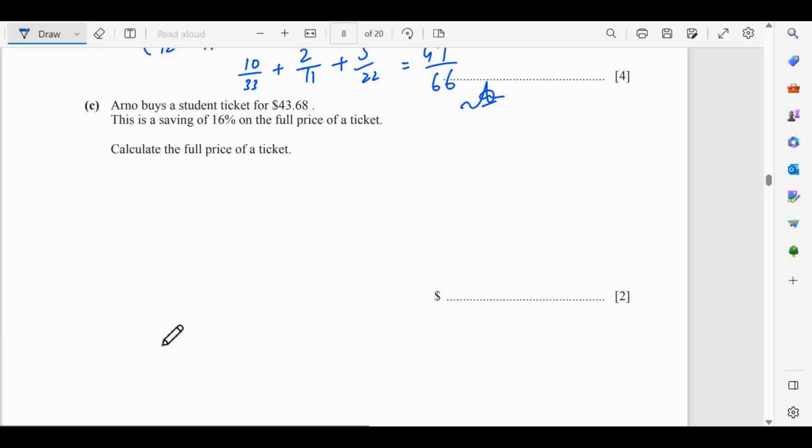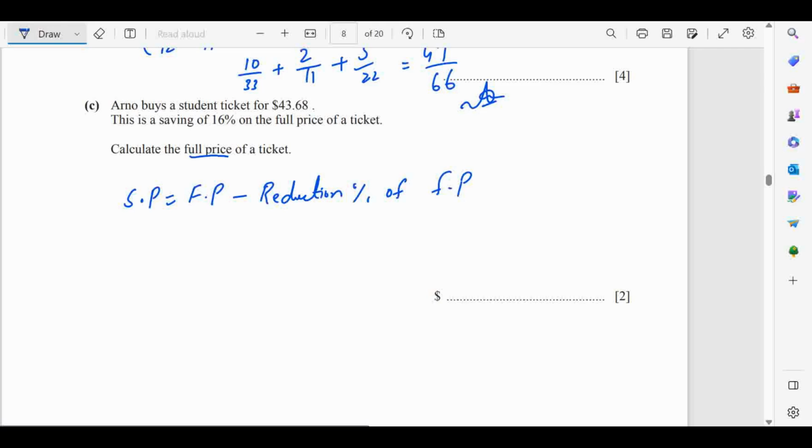So let's move to the part C. Armo buys the student tickets for 43.68. This is a saving of 16% on the full price of a ticket. Calculate the full price. So we know that the sale price is equal to the original price or the full price minus the reduction percentage of full price. So we will use this concept.